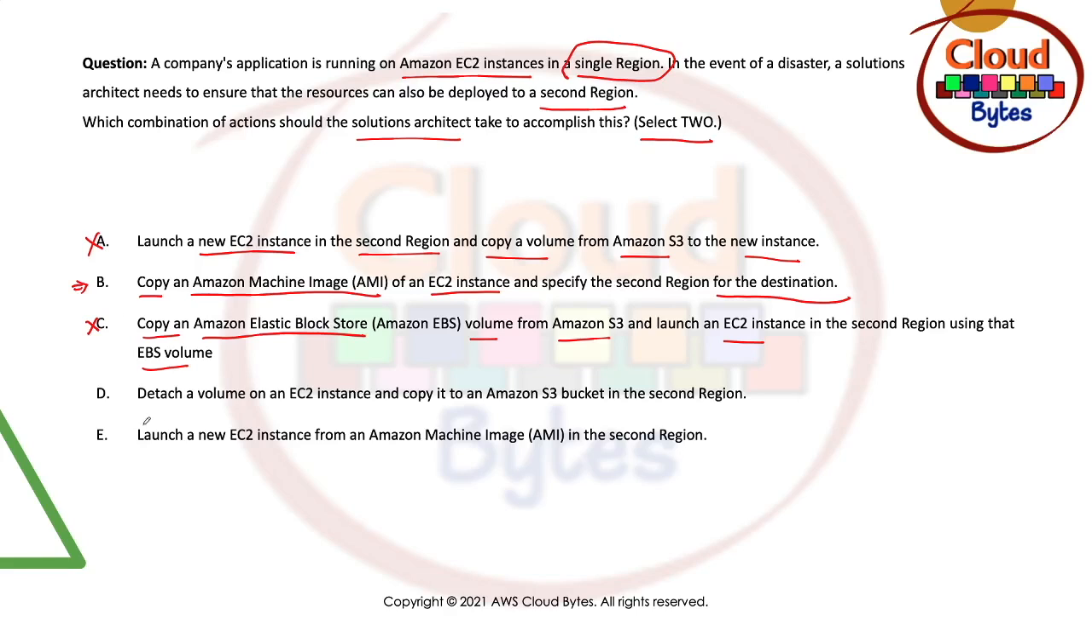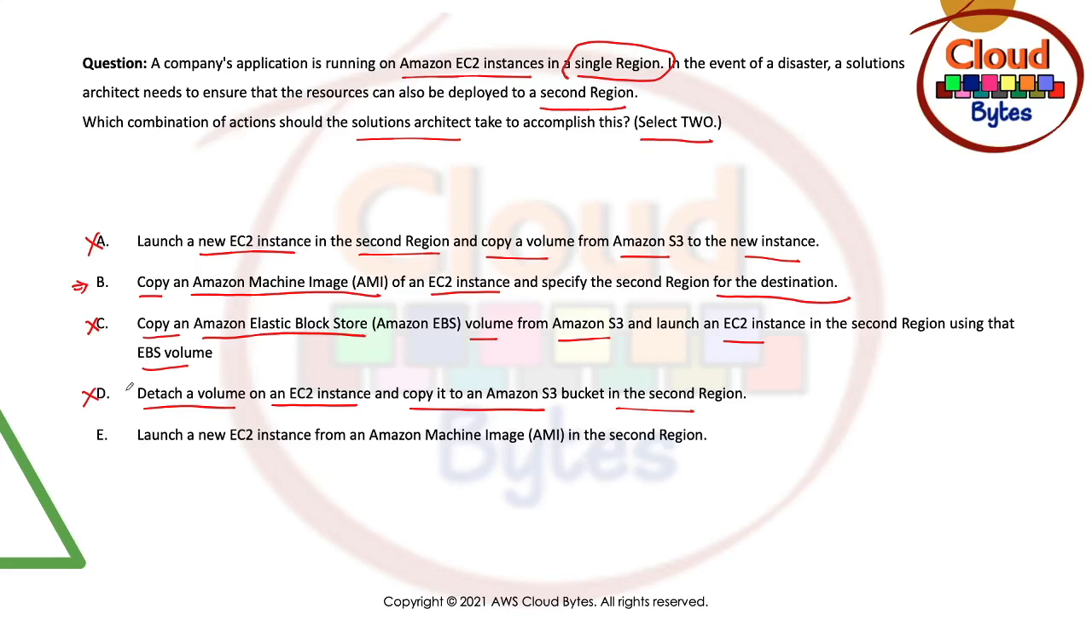Let's look at the fourth option over here. Detach a volume on an EC2 instance and copy it to an Amazon S3 bucket in the second region. This option is again wrong. You cannot copy an EBS volume to an S3 bucket and then restore it to the second region.